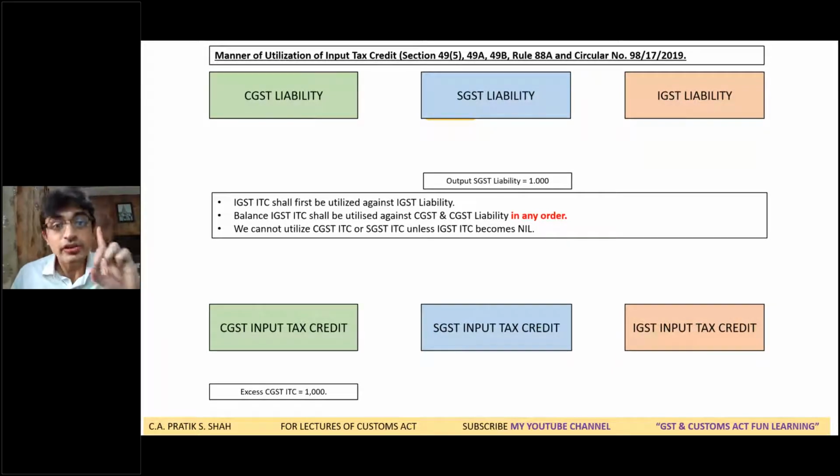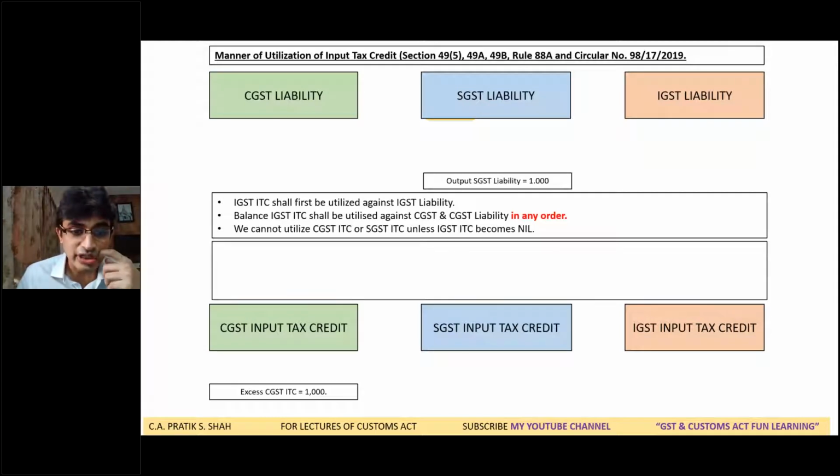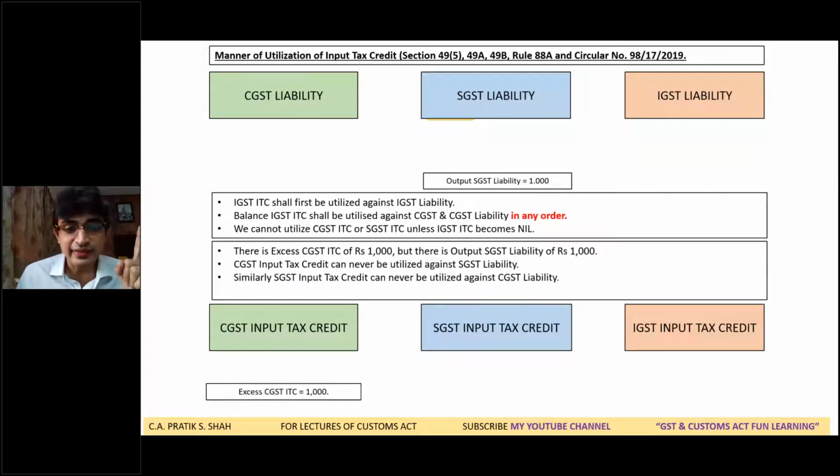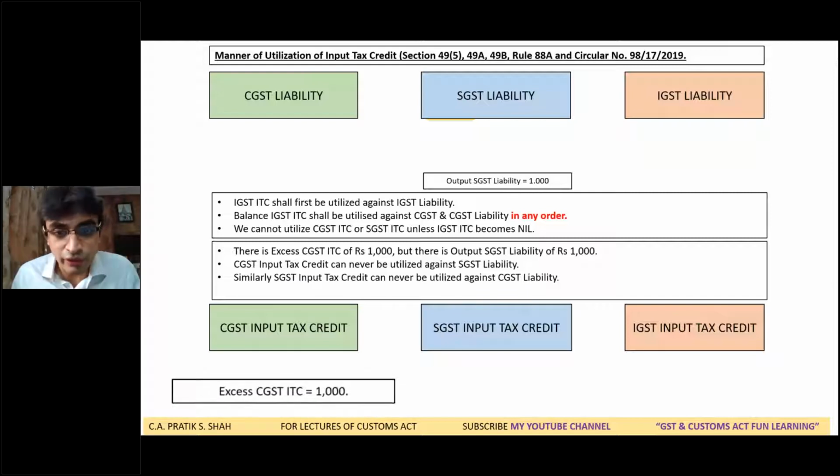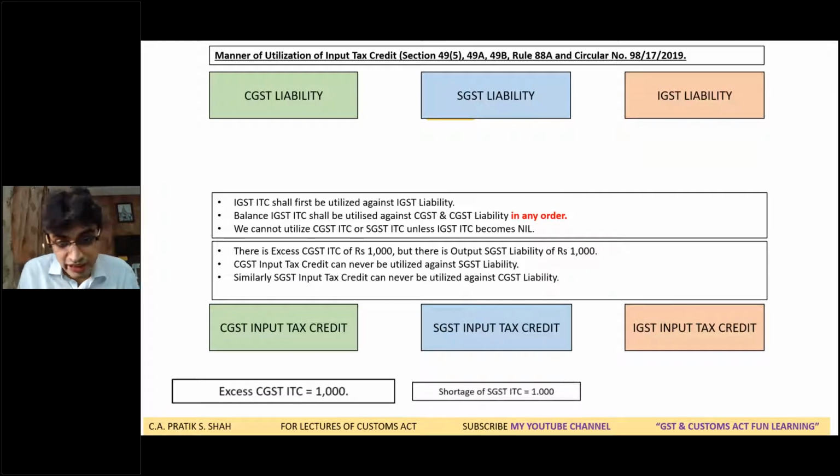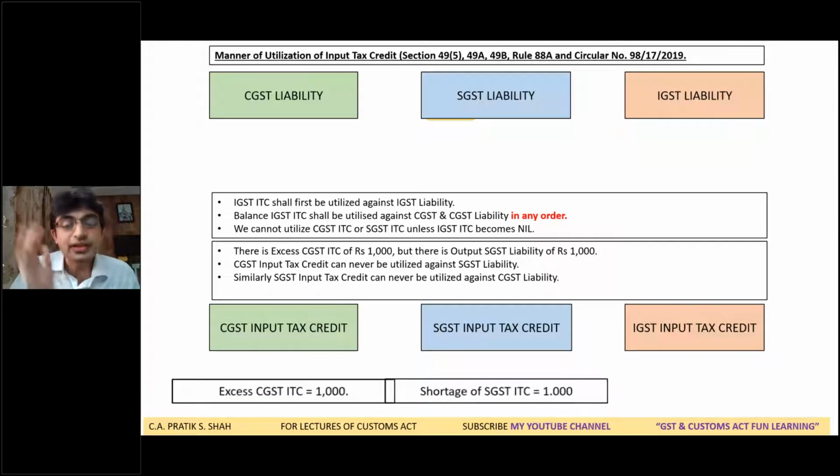In short, CGST ITC can never be utilized against SGST liability or vice versa. CG and SG can never be set off against each other. So what will be the conclusion here? Whatever the excess is there, it will be carried forward of CG. And whatever shortage is there, you need to pay this SGST shortage of 1,000. So this is how you need to do sums.